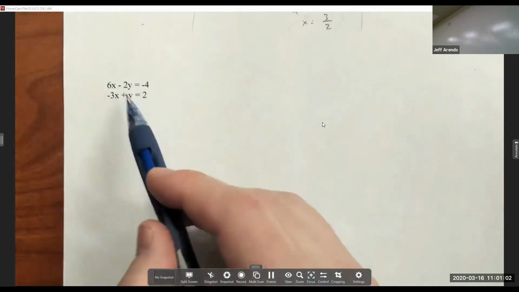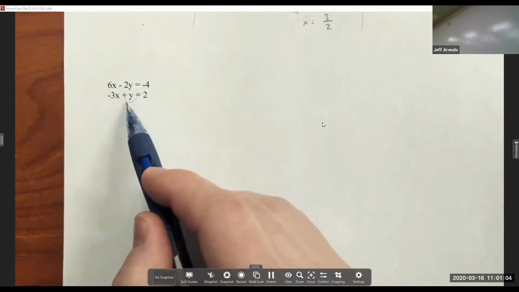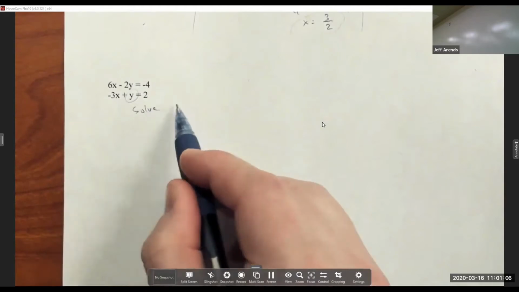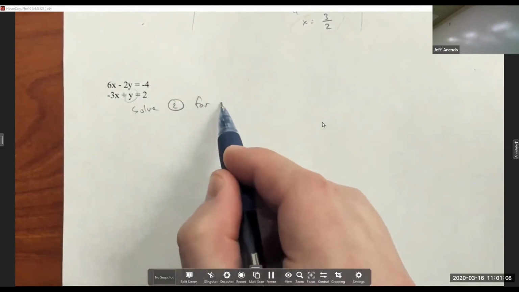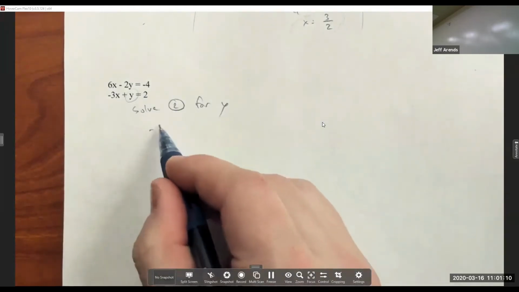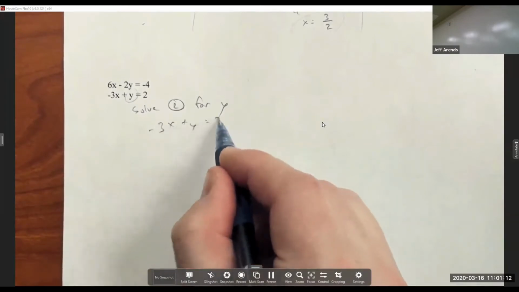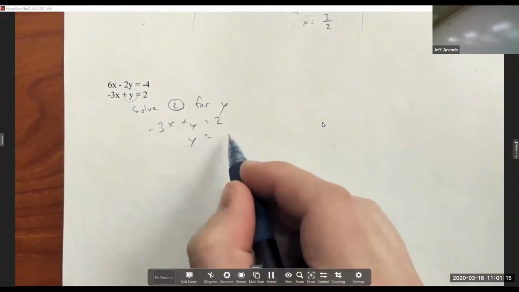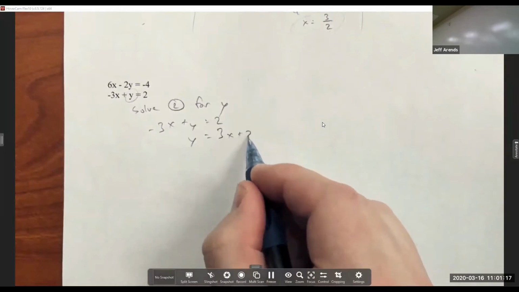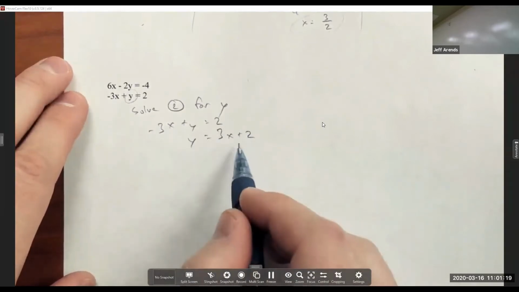So in this example, you can see this is the thing I want to solve for. I'm going to solve the second equation for y. So it's starting out 3x plus y equals 2. When I add 3x to both sides, I get y equals 3x plus 2. So that's the value I'm going to plug into the first equation.